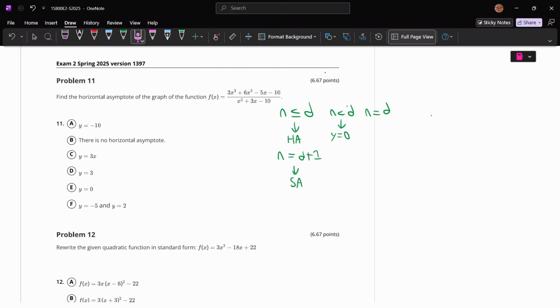In that case, you're going to end up with a slant asymptote. So in this case, we do in fact have this condition. You can see how the highest power is 3 and the lowest power is 2. And so you're going to have a slant asymptote, which is not a horizontal asymptote. So we don't have a horizontal asymptote, and the answer to this question would be B.